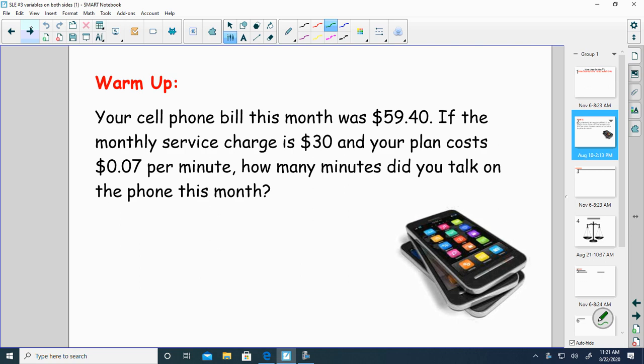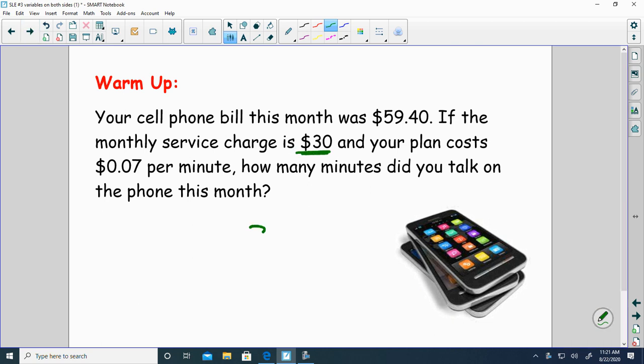All right, so cell phone bill, $59.40. What is the monthly service charge? It's $30. If your plan costs 7 cents per minute, how many minutes did you talk on the phone this month? Okay, so we need to look at this saying, this 30 I'm going to pay every month no matter what. But it's going to charge me 7 cents every minute I talk. So 0.07 times every minute I talk, plus the 30, would give you what your bill would be. But then they tell us that their bill actually comes out to $59.40. So we're going to go ahead and solve this.